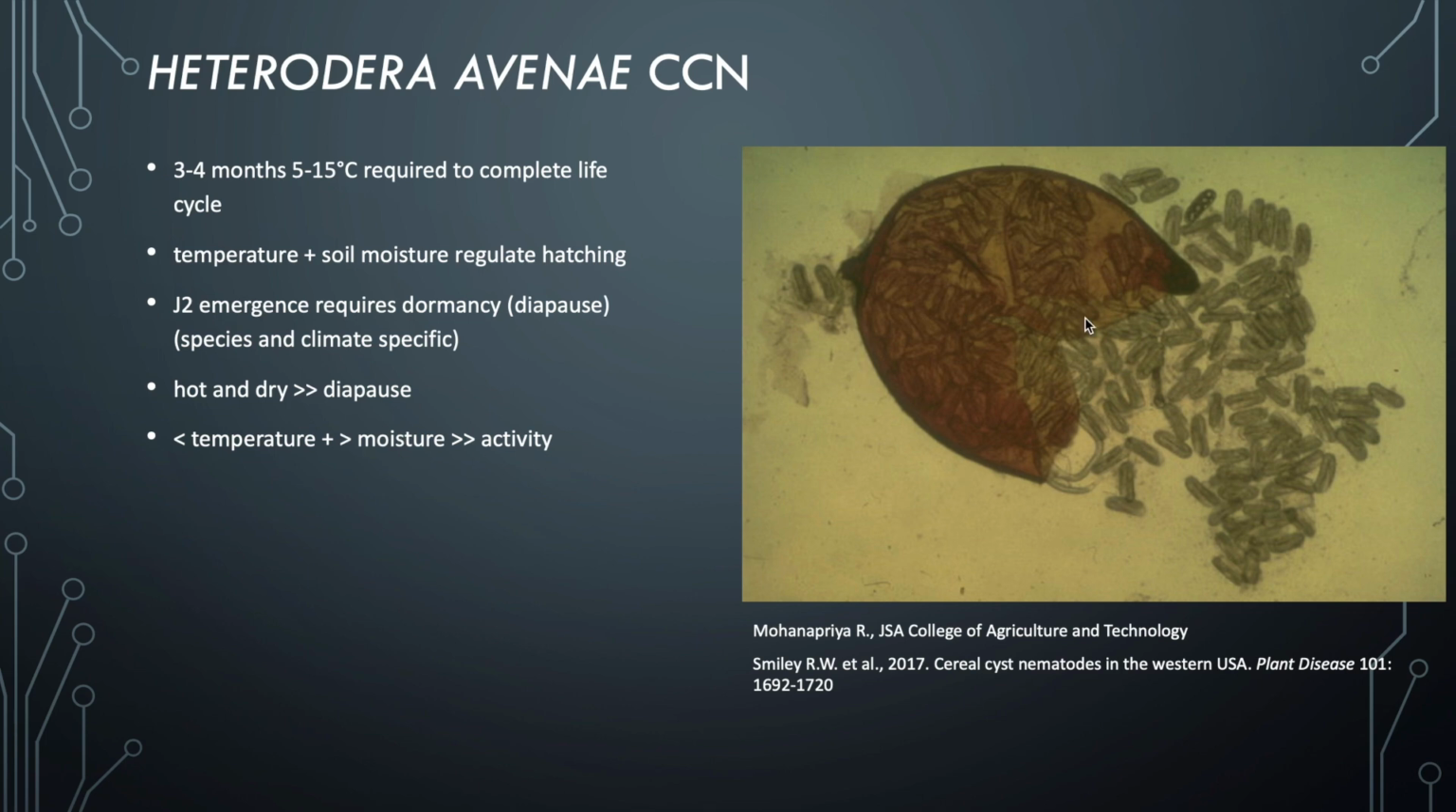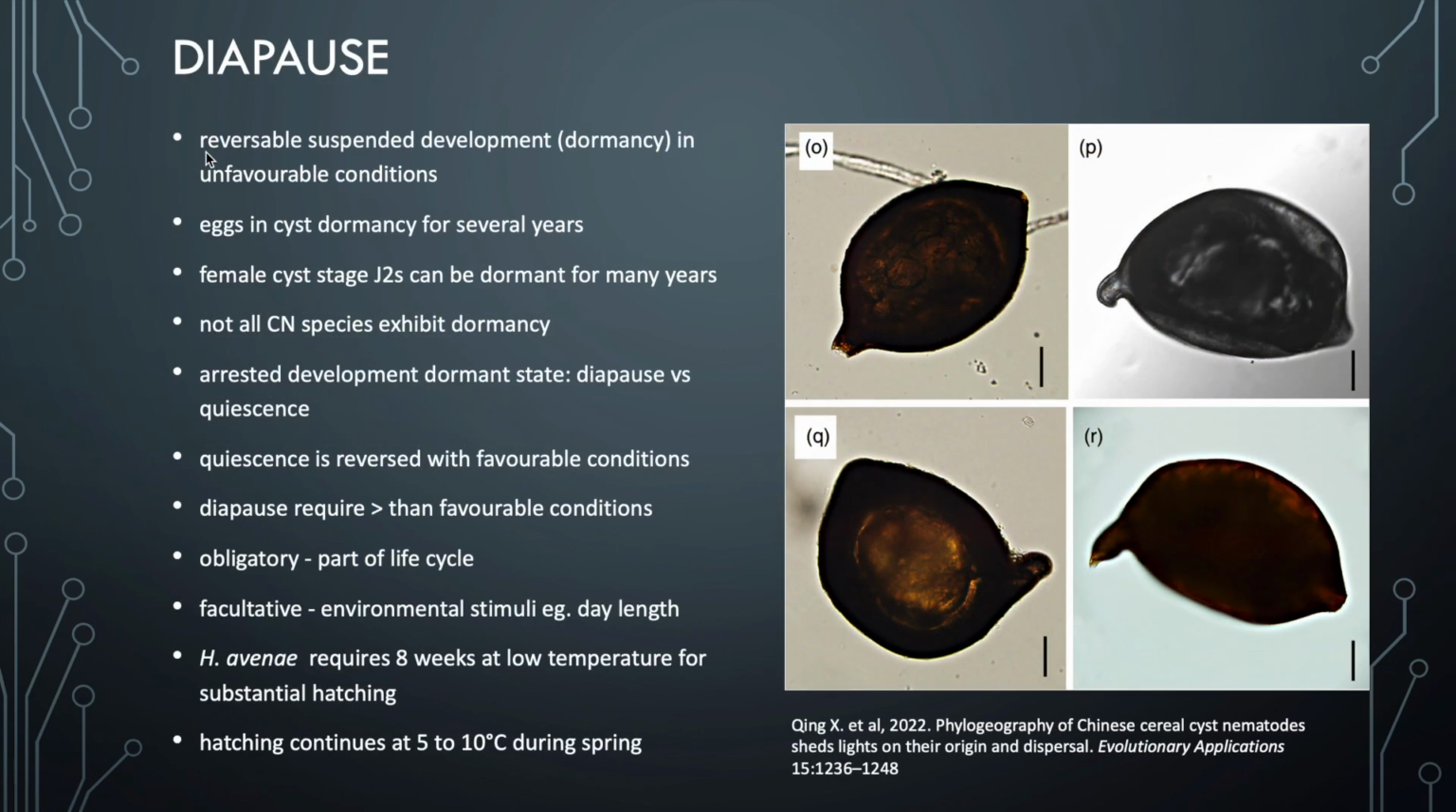And here we've got an image of a cyst that is burst, and all the eggs have spilled out, including some already hatched juveniles. So diapause is a reversible suspended development stage or dormancy, which occurs during unfavorable conditions. And eggs in a dormant cyst may remain viable for several years. And the dormant encysted J2s exhibit very minimal metabolic activity just to keep them alive during that period of dormancy. Not all cyst nematode species exhibit dormancy.